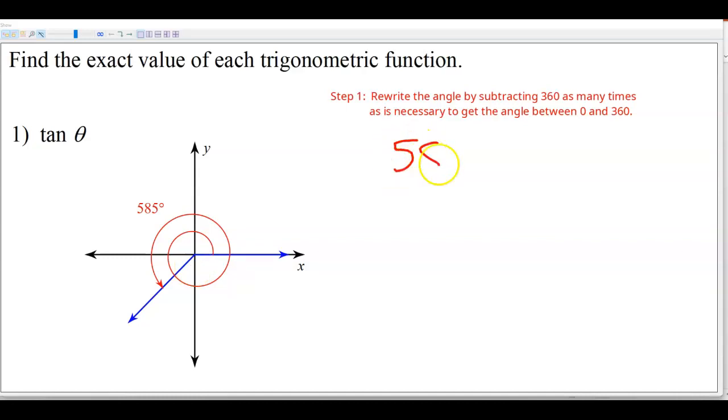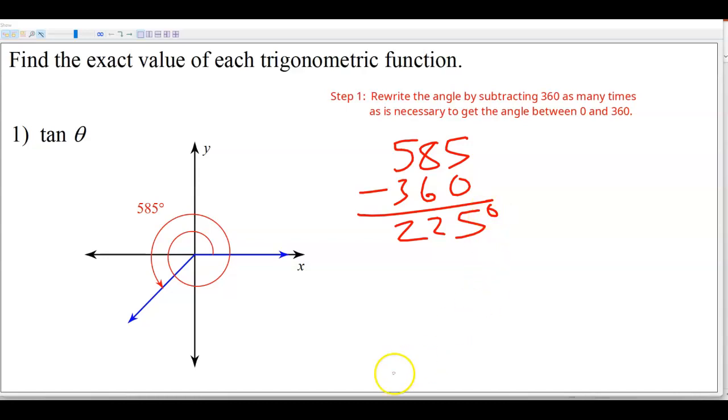So here we go. We're going to take 585 and I'm going to subtract 360 from it. Now you can use a calculator if you want to, but I got that. So now I've got 225. That angle is the same thing as 585. They're coterminal angles. So instead of using this big old loop-de-loo here, I'm looking just at this part here that goes from here to here. I got rid of this circle. And now that I'm looking at that, it turns out that it's just going to be 225 degrees.